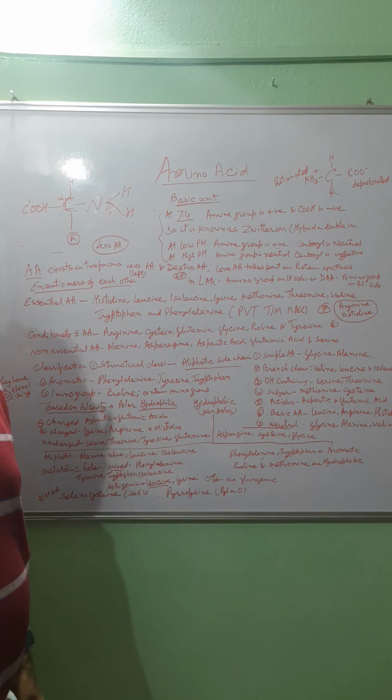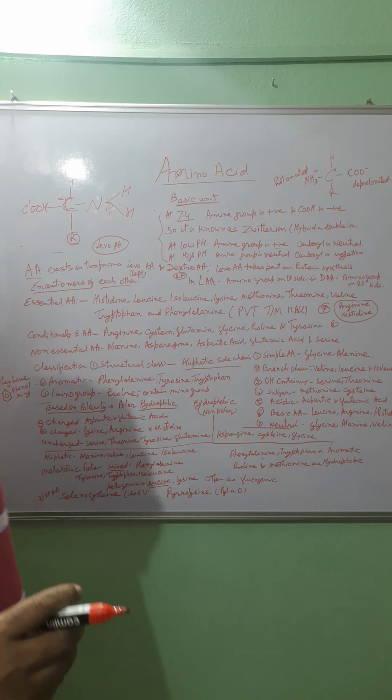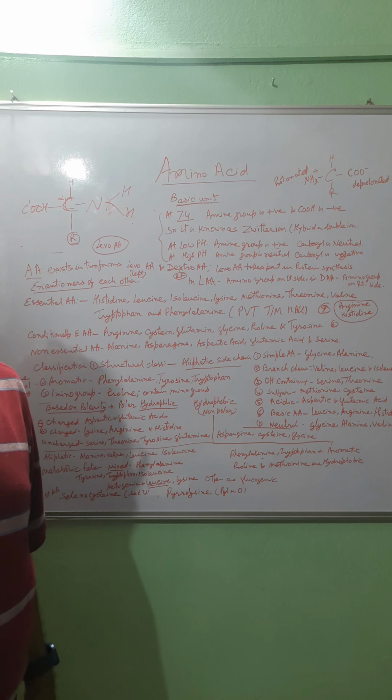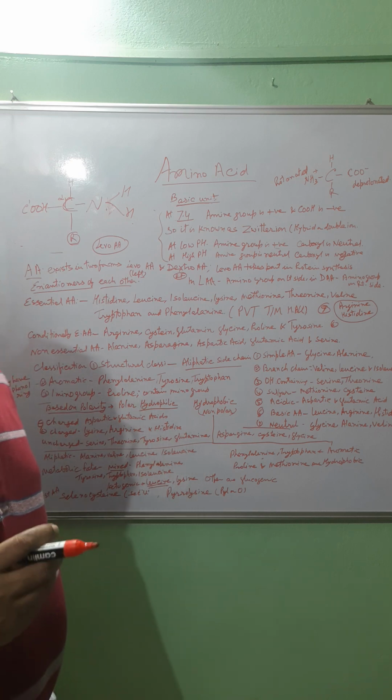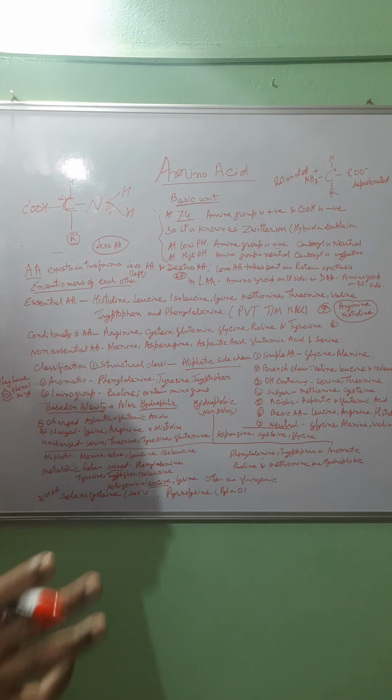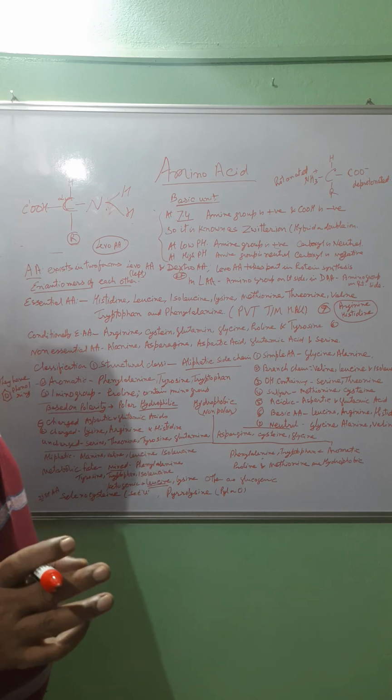There are about 300 amino acids in our body, but only 20 amino acids take part in synthesis of protein, essential for our health and body functions. Only 20 amino acids are needed for our body's function.